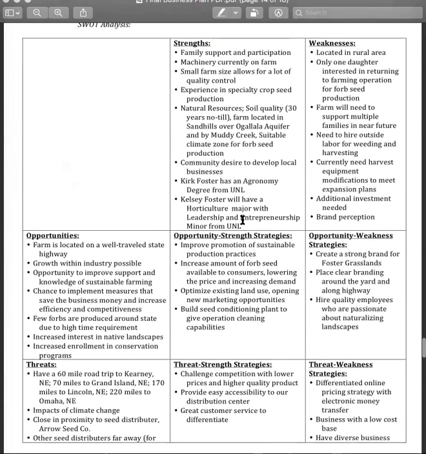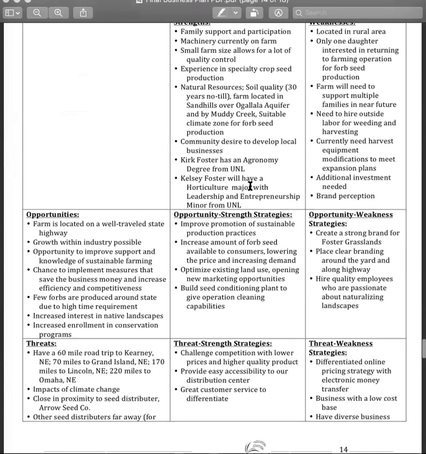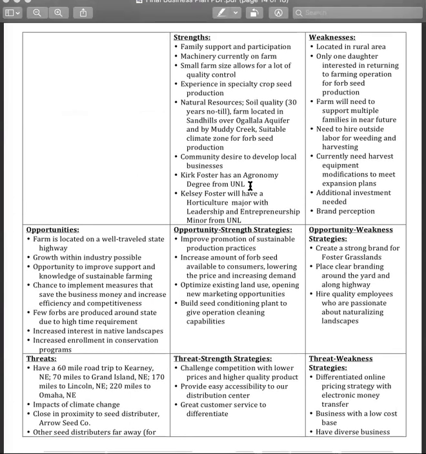So the important part of this plan that I want to outline here that's different than typical SWOT analyses that you might have done in the past are the opportunity strength strategies and all of these other 3 strategies as well. So you're going to take your strengths and your opportunities and think of how you can combine them to build your business. So I'll improve promotion of sustainable production practices, increase the amount of forbs seed available to customers, lowering the price and increasing demand, etc.